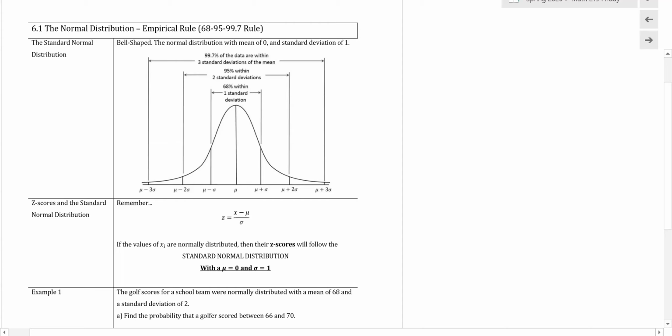Okay, everybody, let's take a look at the notes for 6.1. We are beginning to talk about the normal distribution, and the main idea of 6.1 is this rule known as the empirical rule. Okay, so first of all, let's talk a little bit about the normal distribution.